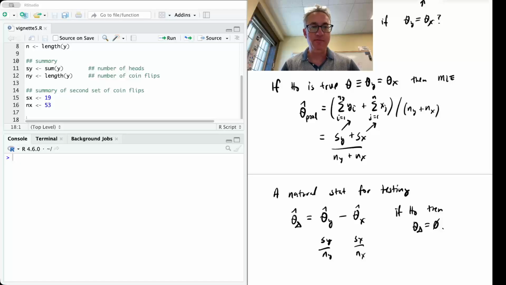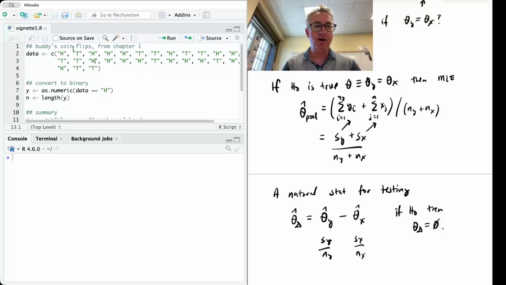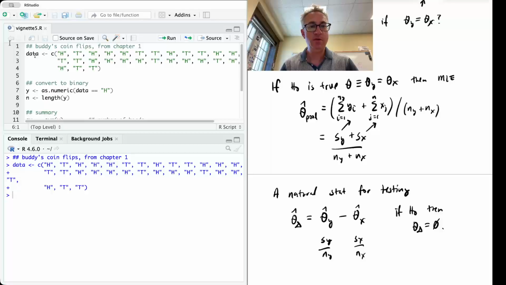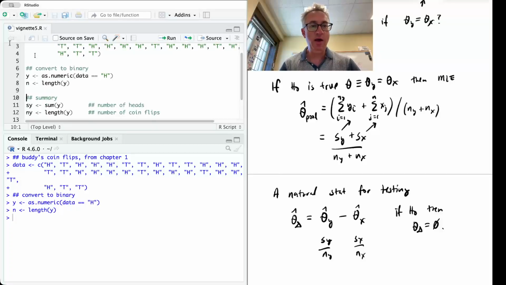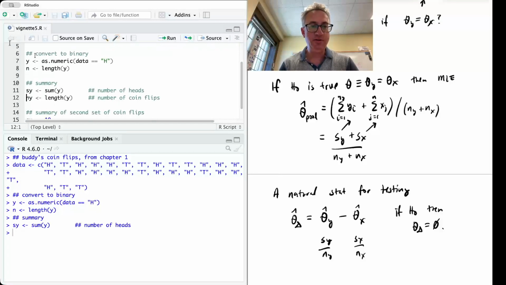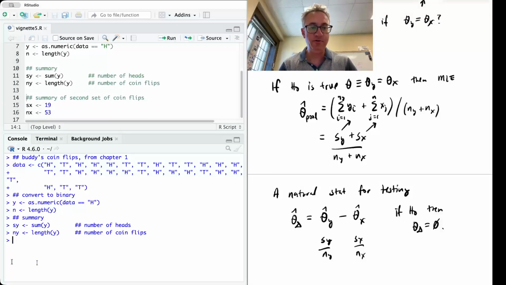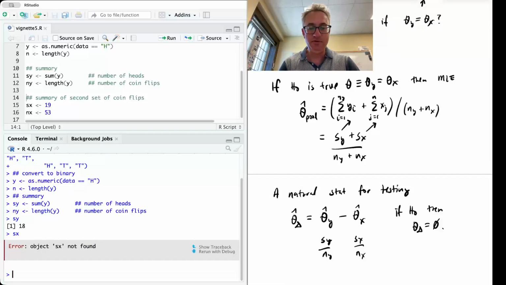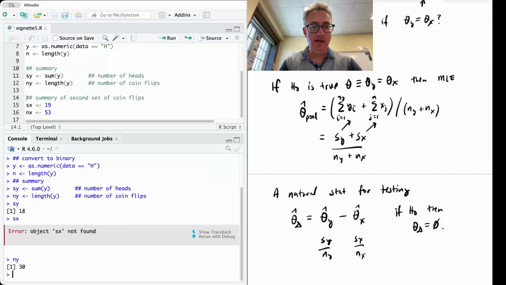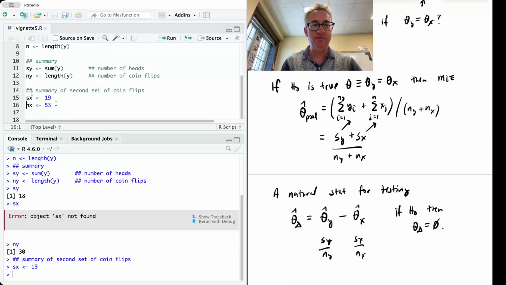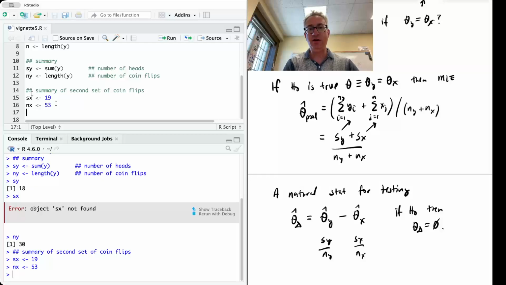So let's do that. Switching over to R here, I've got our coin flips from chapter 1, which I'm calling Y, and I'm just going to count how many heads there are and how many coin flips total. So we've looked at these numbers before, but it doesn't hurt to show them again. So I've got 18 heads out of 30. And then suppose I had a second set of coin flips, and I'm just going to skip right to the count of the number of heads. So I had 19 heads in 53 coin flips. So that summarizes our two populations.